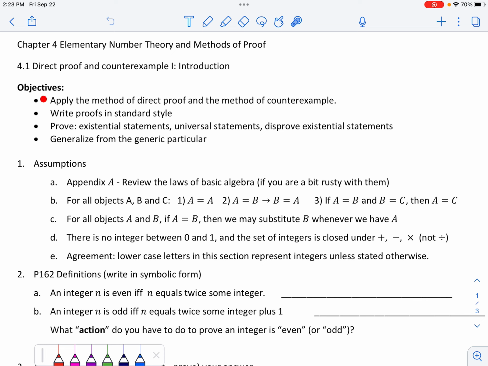Well, again, 4.1 is just the introduction. Here we'll talk about different methods, including the direct method and the indirect method. And we'll talk about how to write proofs in standard style, prove different types of statements, and disprove existential statements. The most important technique is to generalize a conclusion from the generic particular. So we'll talk about all those.